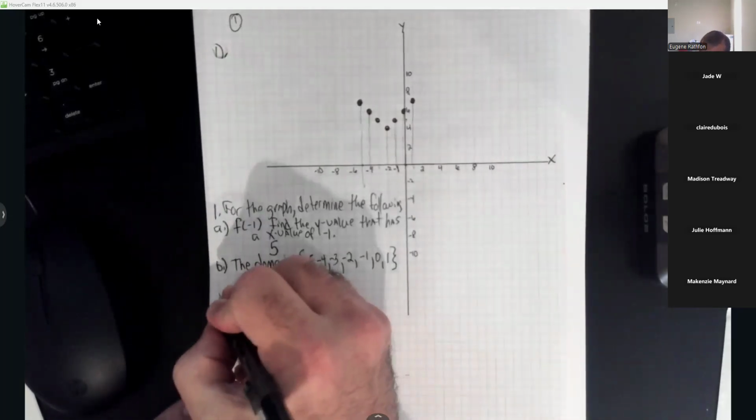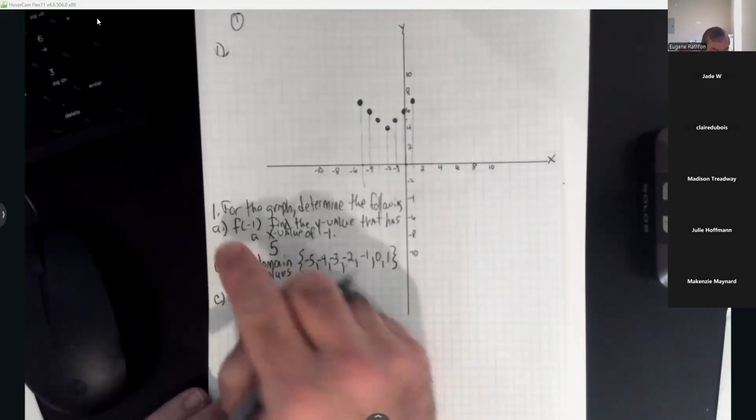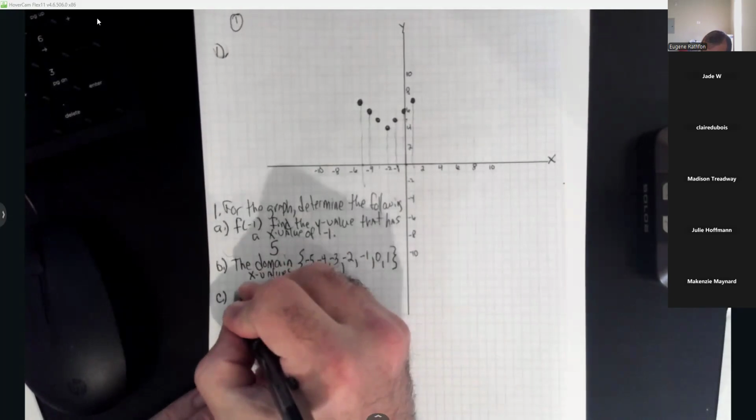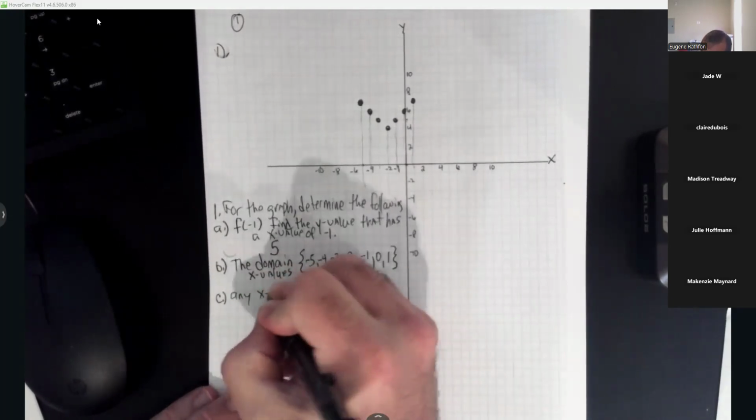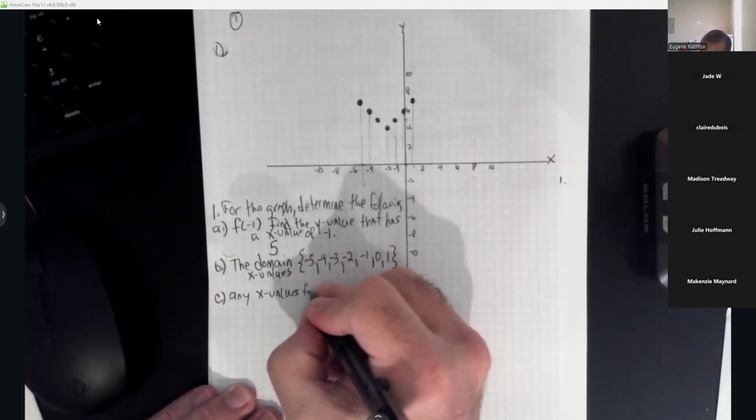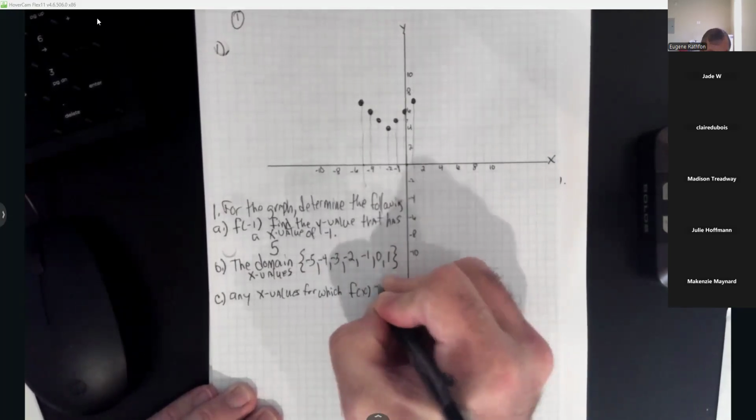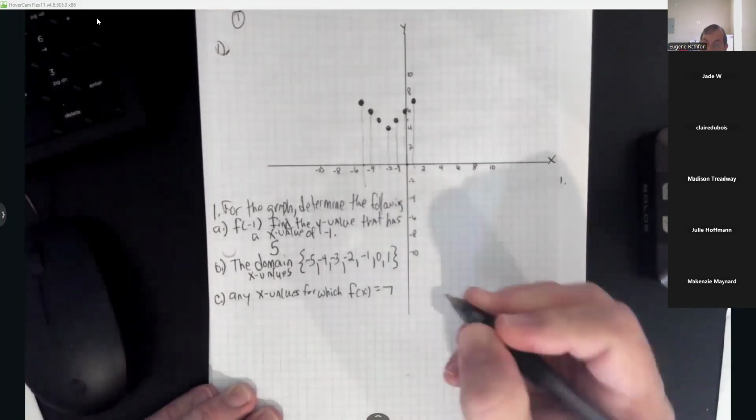All right, y'all, now look at C. C is pretty much the opposite of A here. So C, what they want is any x values for which f of x equals 7.